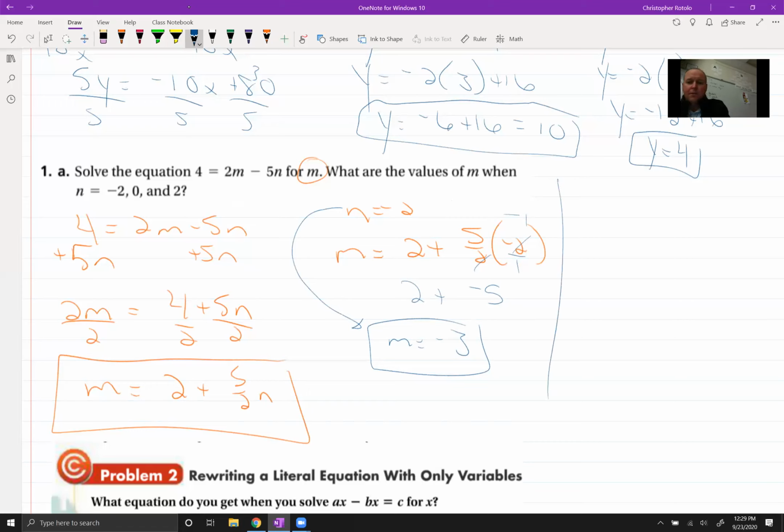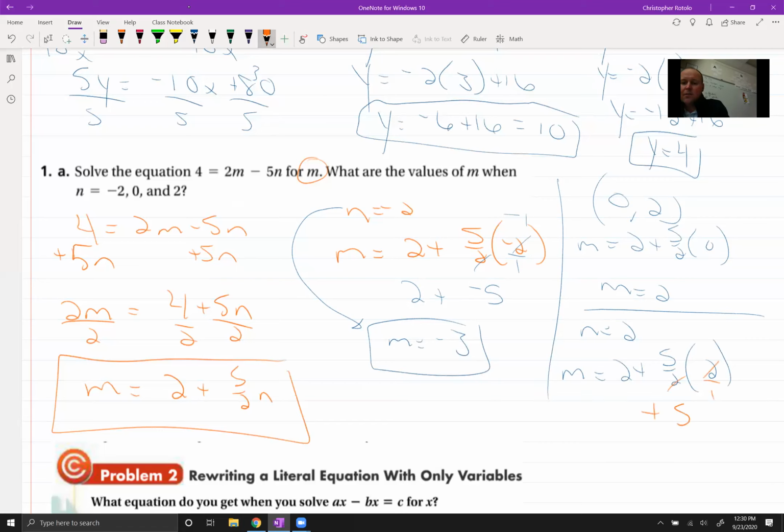The next one is 0. So m equals 2 plus 5 halves times 0. Well, you guys know what's going to happen here. This is multiplying by 0, so it goes away. So m equals 2. So I plugged in 0, and I got 2. So we can start to build some ordered pairs this way as well. And then the last one, we're supposed to plug in 2. So if n equals 2, m equals 2 plus 5 over 2 times 2. Again, remember this is over 1. So the 2's just divide each other out, leaving 5, plus 2. Well, that means m equals 7. So 2 gave me 7.